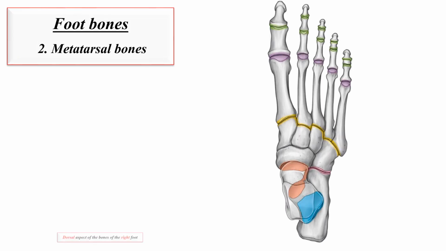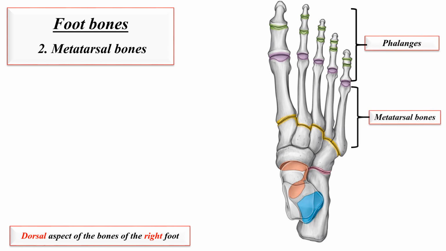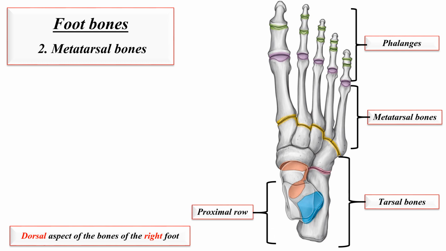Metatarsal bones. This is the dorsal aspect of the bones of the right foot. Distally, those are the phalanx. In the middle, those are the metatarsal bones, and proximally, those are the tarsal bones. This is the proximal row of the tarsal bones, the calcaneum and talus, and the distal row, navicular, cuboid, and the three cuneiforms.